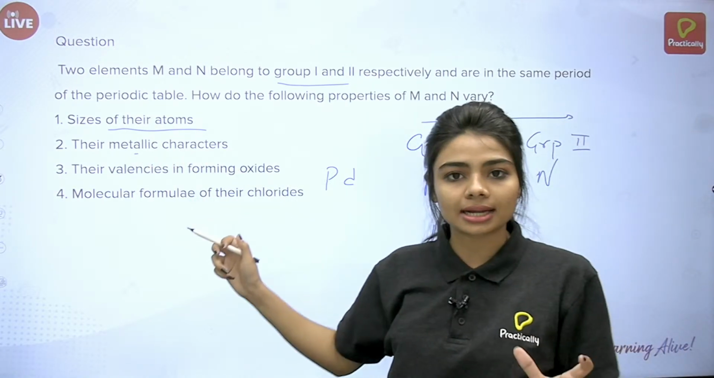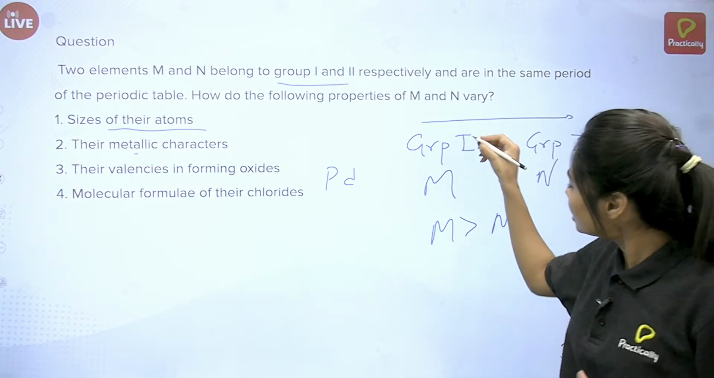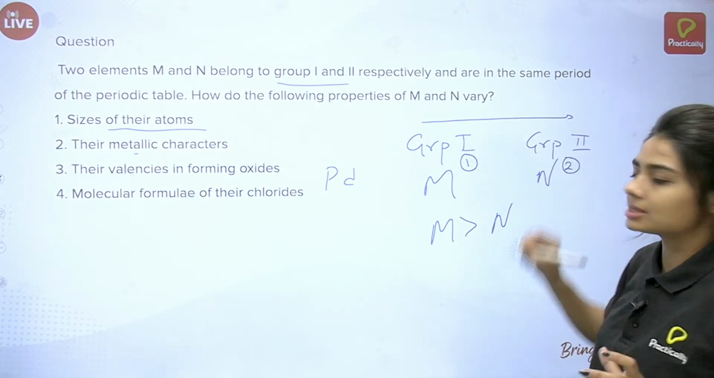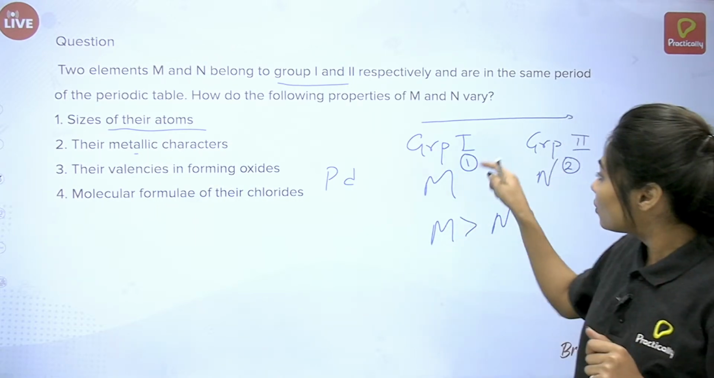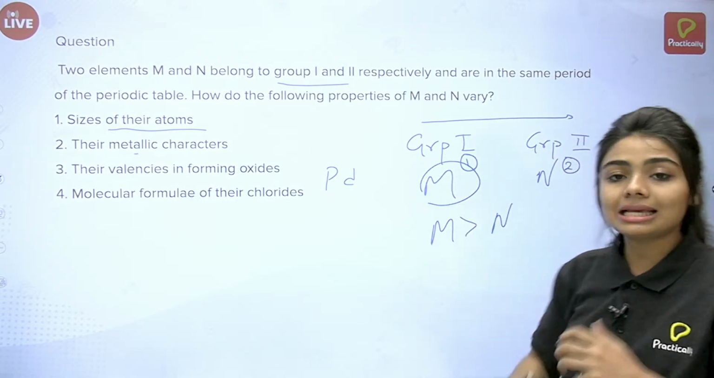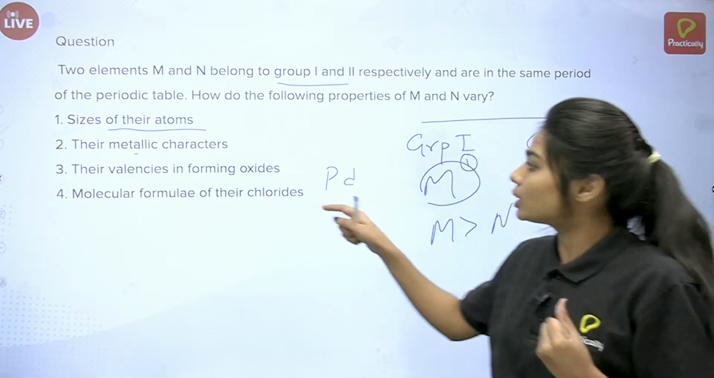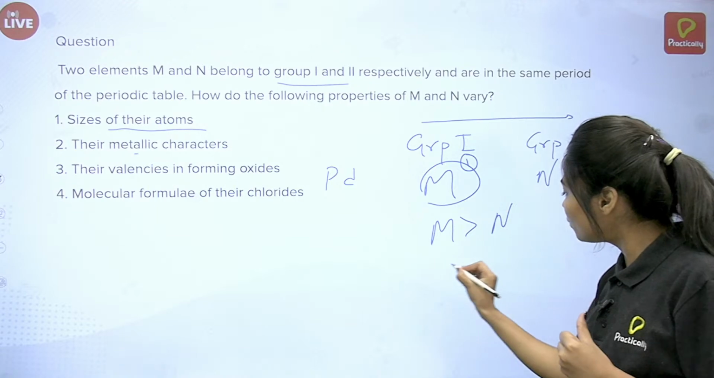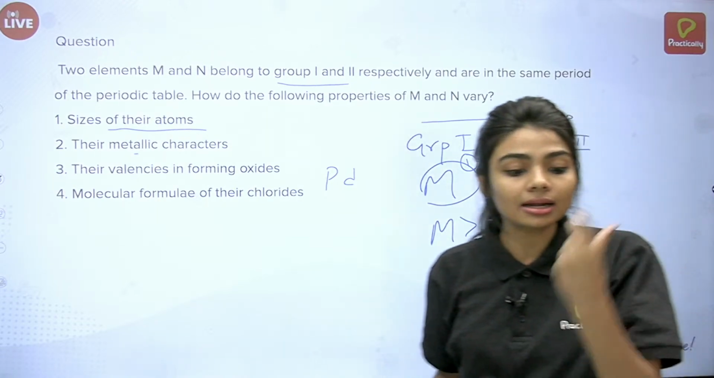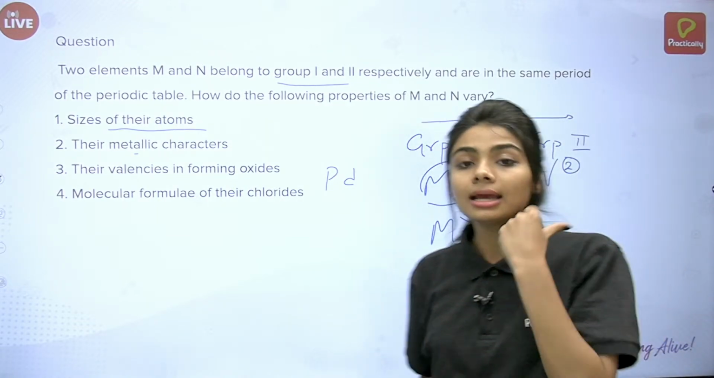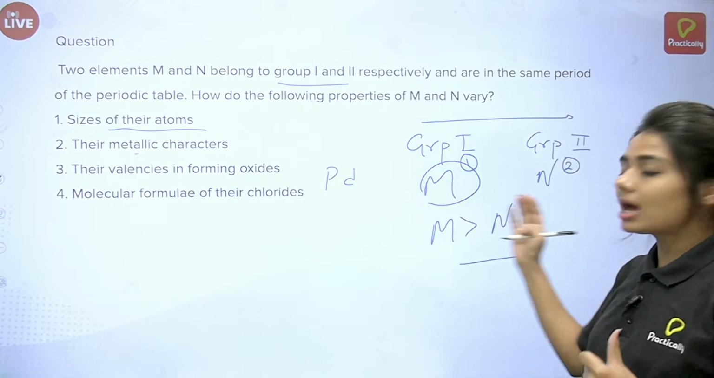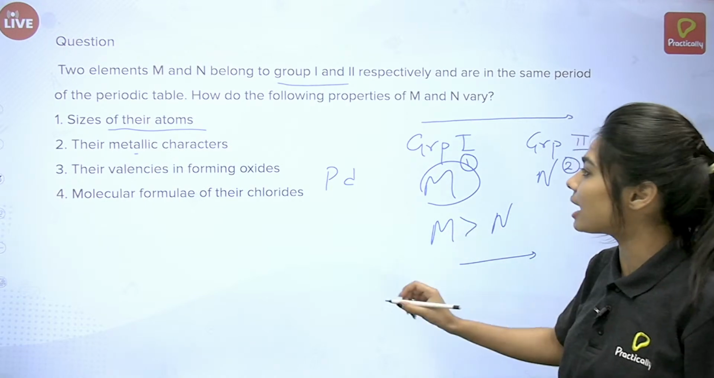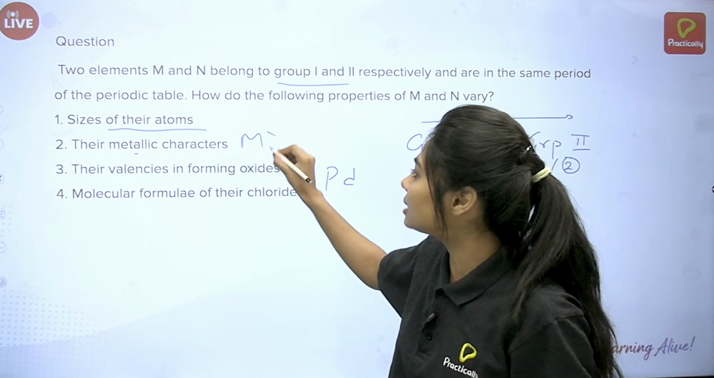Their metallic character. M lies in group 1, so it will have 1 valence electron, and N will have 2 valence electrons. That means M can easily give up its 1 electron, so it will be more metallic. Whenever we move across a period, metallic character decreases and non-metallic character increases. So M will have more metallic character than N.